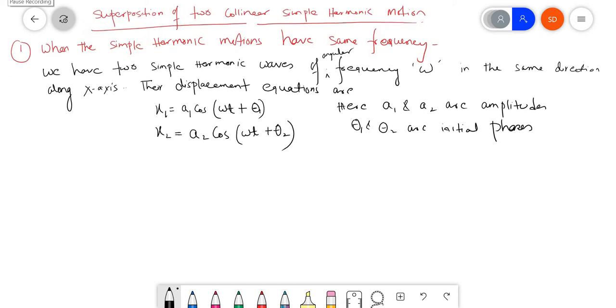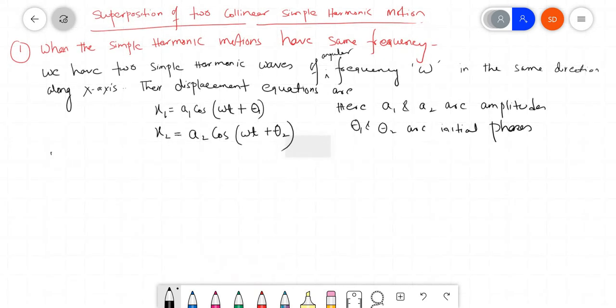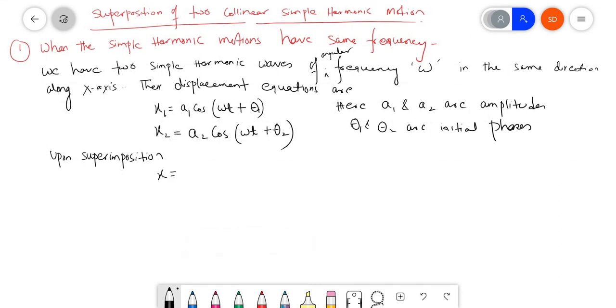So upon superimposition, we get x is equal to x1 plus x2. And this is equal to what? A1 cos of omega t plus theta 1 plus A2 cos of omega t plus theta 2.